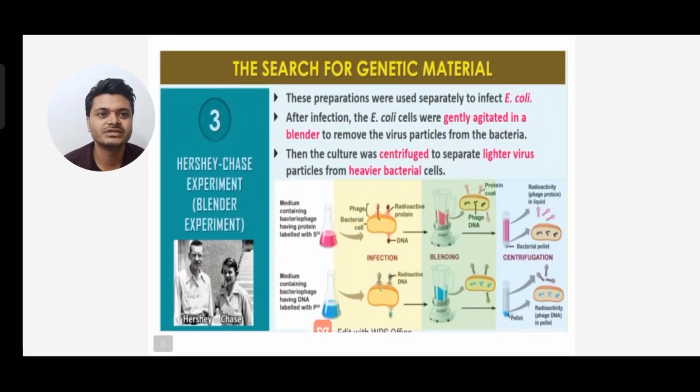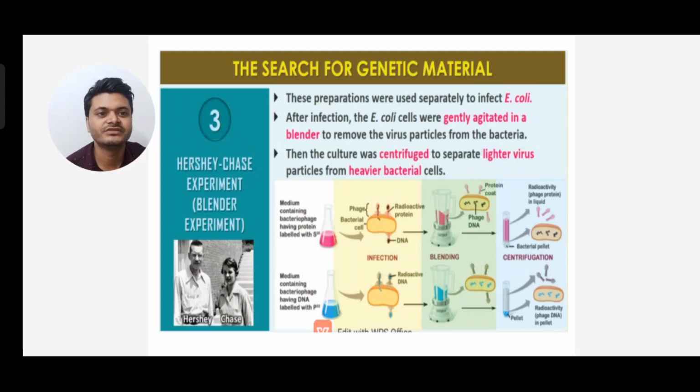These two preparations were used separately to infect E. coli. After infection, the E. coli cells were gently agitated in a blender to remove the virus particles from the bacteria. Then the culture was centrifuged to separate lighter virus particles from heavier bacterial cells, because we know that viruses are lighter and bacteria are heavier as compared to viruses.